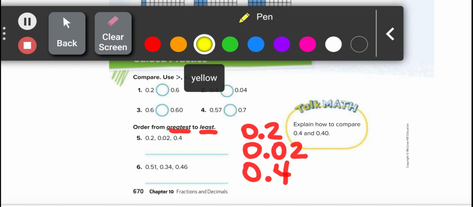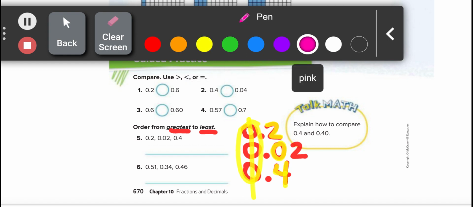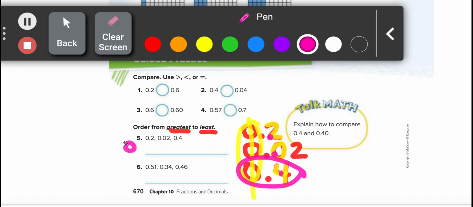So we start with my greatest place value here. Those are all zeros, so that doesn't help me. Then I go to my next place value, which is a 2, a 0, and a 4. Well, these are all different, so I can go ahead and figure out which one's the biggest and which one's the smallest. So I have 2, 0, and 4. Well, of course, 4 is the biggest number, so this is my biggest decimal, 4 tenths.